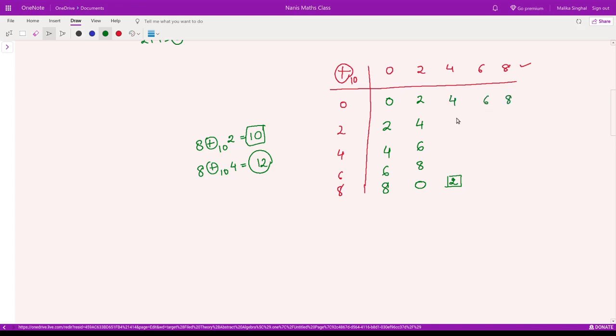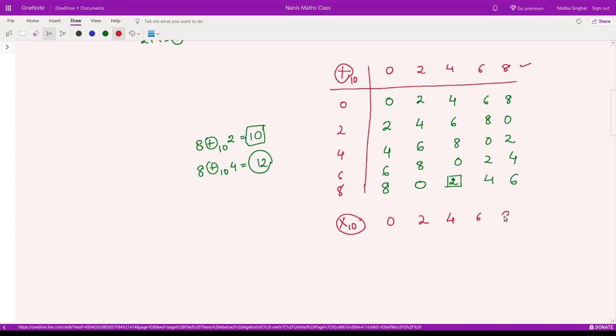So let me just write the numbers I have computed before. It would be 8, 0, 2, and it would be 0, 2, 4, then it would be 4 and 6, right? So this is our table for addition modulo 10. Similarly, we can construct another table for multiplication modulo 10. So let us see what that is.